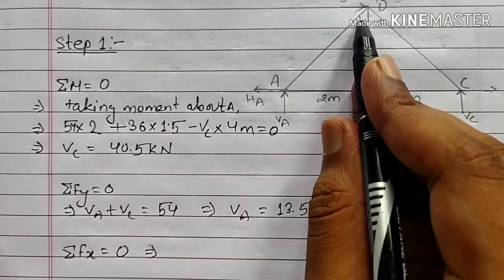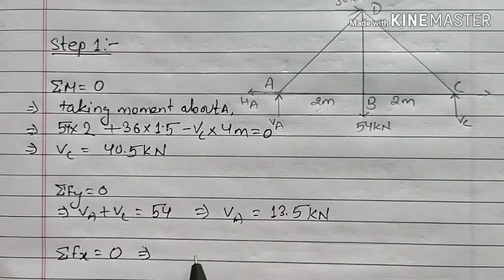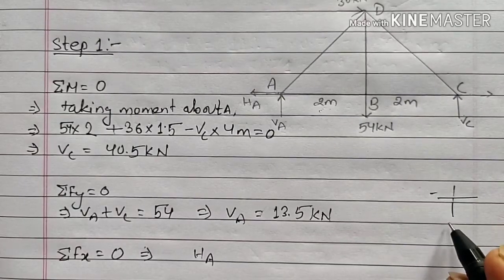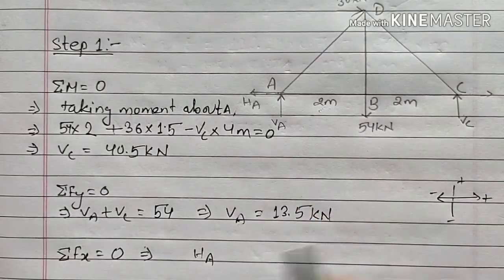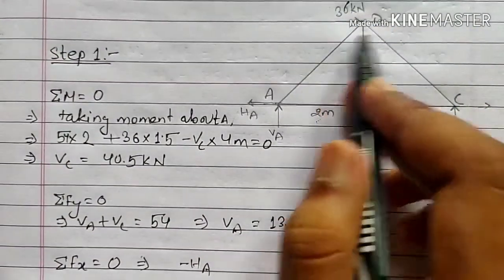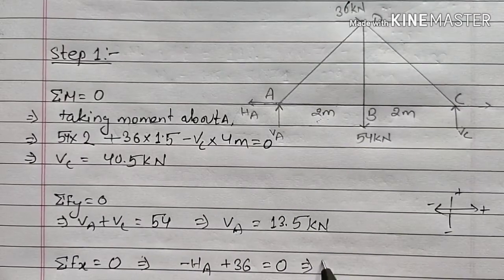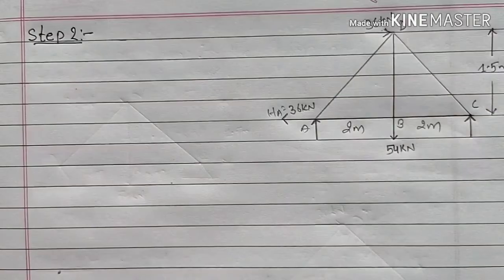Similarly, let's apply one more condition, that is summation Fx equals 0, means force in x direction, and the force in x direction is acting here at D. So for the equilibrium we will have here force at A, means HA. Again we will be using the same sign convention, that is negative negative positive positive, and as you can see HA is acting toward left side, so it will be negative HA, and the 36 kilonewton is acting towards positive x-axis, so it will be plus 36 kilonewton equals 0, and from here we will get HA equals 36 kilonewton.